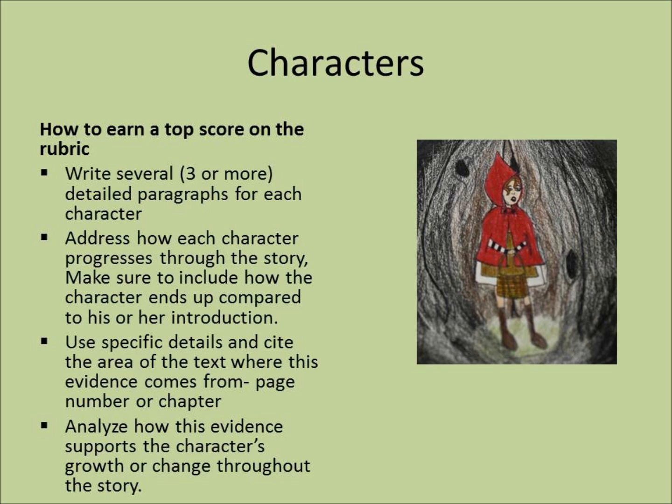Alright, how to earn a top score on the rubric. Characters, this part of the summer reading is worth 10 points. You're going to want to write several detailed paragraphs for each character. You want to address how that character progresses through the story. Make sure to include how the character ends up compared to his or her introduction. Use specific details and cite the area of the text where the evidence comes from, the page or the chapter. And then analyze how this evidence supports the character's growth or change throughout the story.